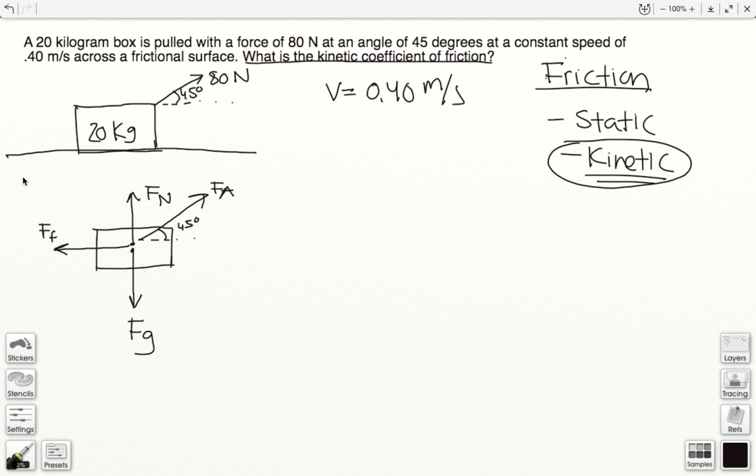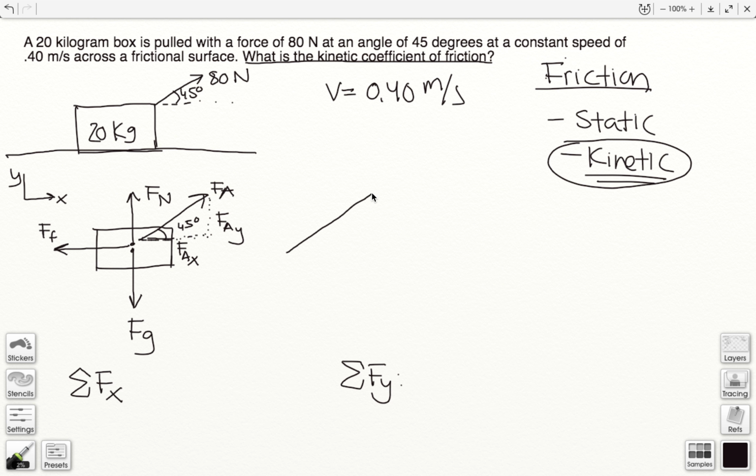Now, the next step is to divide your forces into the y and x directions. The reason we'll do that is we'll set up an equation of the net force in the x direction and net force in the y direction. The applied force is a vector at 45 degrees, so it has a component in the x direction and in the y direction. I'm going to call this right here F A X, and this part right here F A Y.